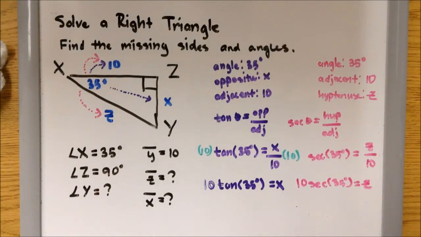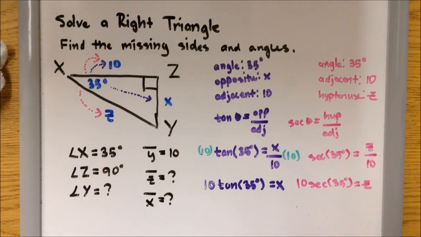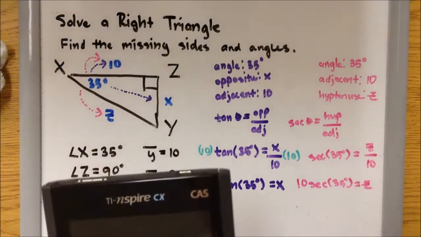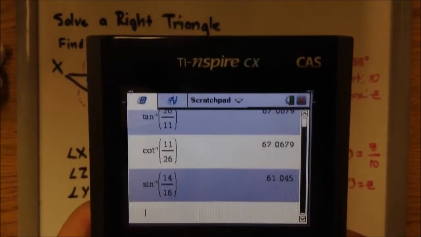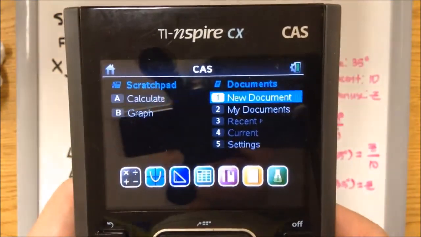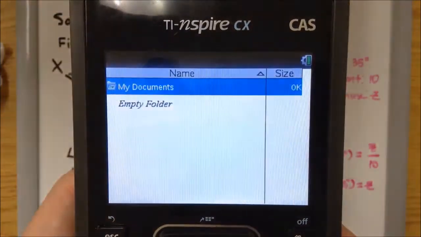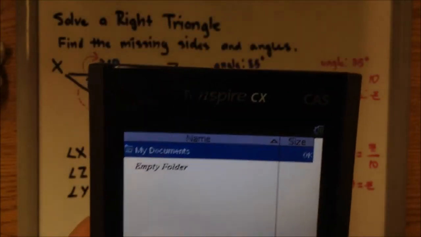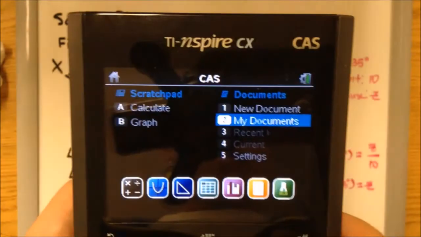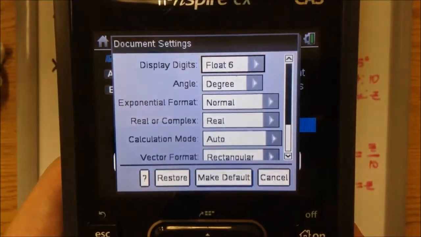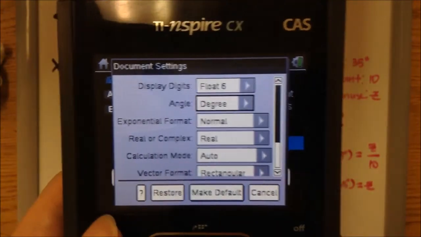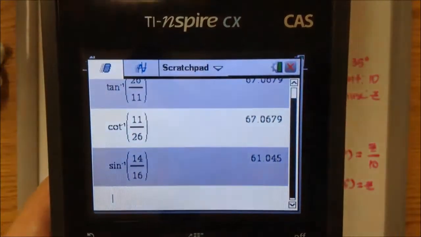Alright, so let's find the side measurements. First one is 10 times tangent of 35 equals x. First, again, anytime we do any calculator work, always check for degree mode. So I'm going to go back to my documents, since I'm using this calculator. Oops, not quite. Let me go back to home. I meant to go to settings, document settings. Alright, good. I'm in degree mode, so I can escape, calculate.